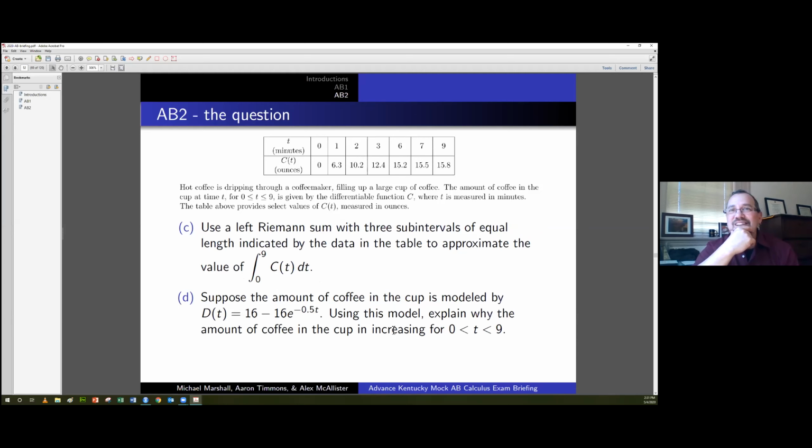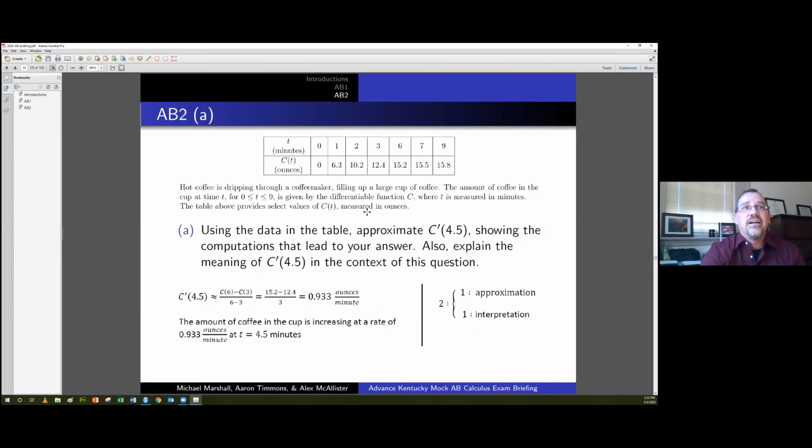And then we switch to asking for a left Riemann sum, 3 intervals of equal length indicated by the data to approximate this integral. And then the last point is we switch to a model. And using the model, we want to talk about why the amount of coffee in the cup is increasing over that time interval. So just like we did before, we're going to walk through the 4 parts. This one, we landed on having 10 points, not the usual 9, even though it's pretty close to a standard question, just to keep the ratios of points appropriate across the two questions. So let's talk about this first part A.